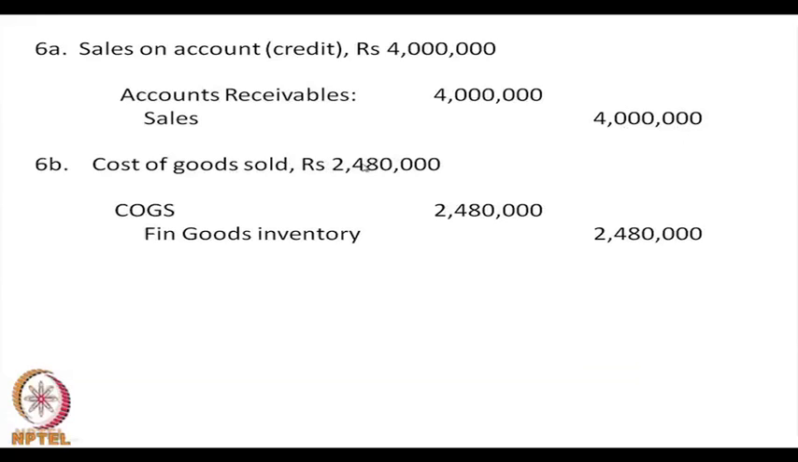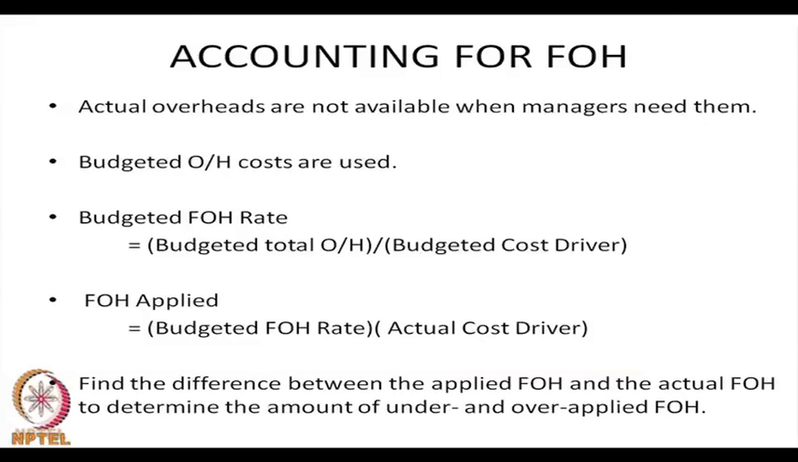Cost of goods sold, however, is 4,480,000 rupees, that is debited, and finished goods inventory is credited, because by that amount the finished goods inventory reduces. So, these are the journal entries corresponding to the transactions which we had shown in our graphical representation of flow of resources and funds.